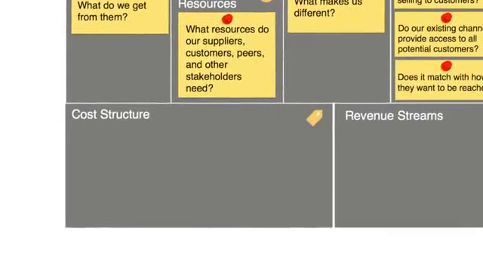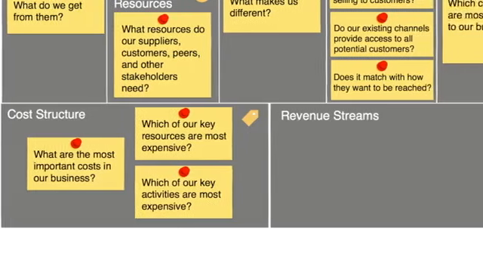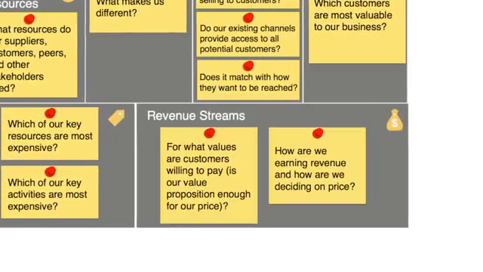Cost structure down at the bottom left. What are the most important costs in your business? Which of your key resources are most expensive? And similarly, which activities are most expensive? Thinking about it differently, are you a cost-driven business where you seek to be very lean because your customer expects to pay lower prices and to shop around a lot? Or are you value-driven, right, where you may be able to charge premium values?